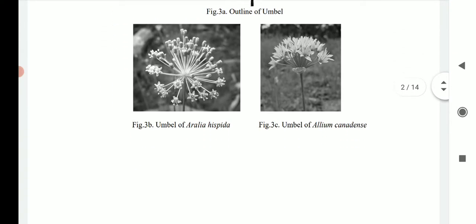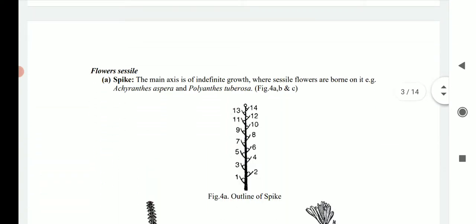Okay, now let us see the sessile type. Remember, sessile means the flower does not have any branch.